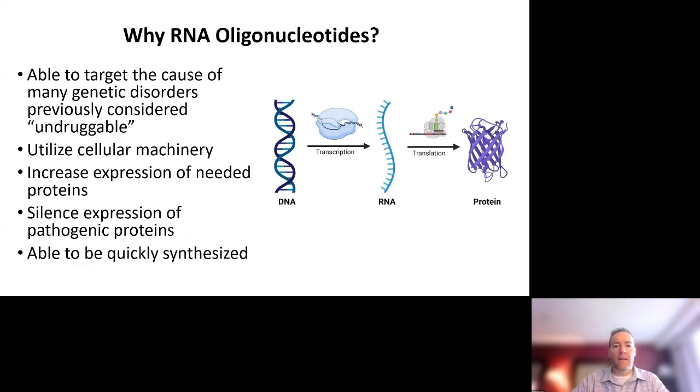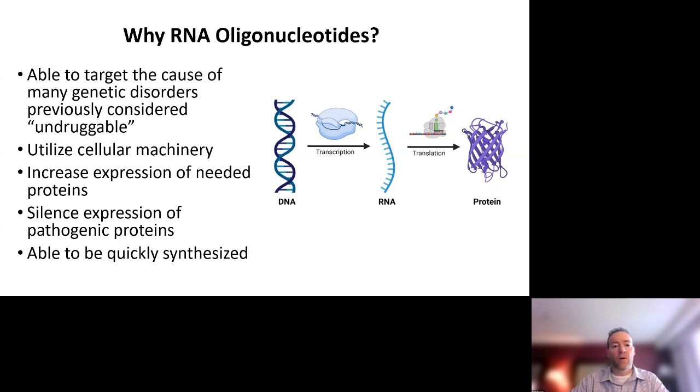More important than what exactly RNA oligonucleotides are is the why, and this area really has me excited. If you'll notice the central dogma, DNA, RNA, and protein, in terms of transcription, translation, and direction of molecular data. So for the most part, small molecules and biologics have really only interacted at the level of the protein. Whereas now with RNA oligonucleotides, we can target many things upstream, working at the level of the RNA to silence aberrant proteins or increase expression of needed proteins.